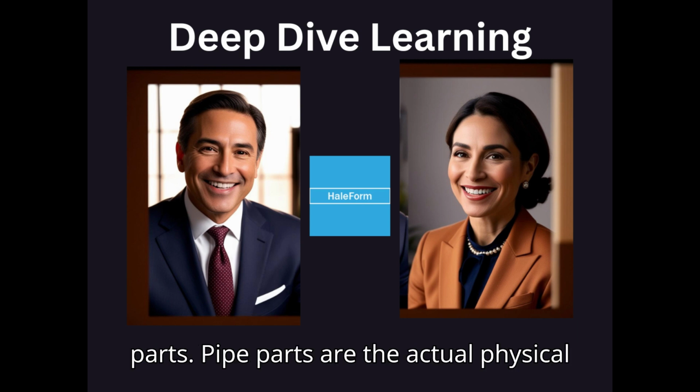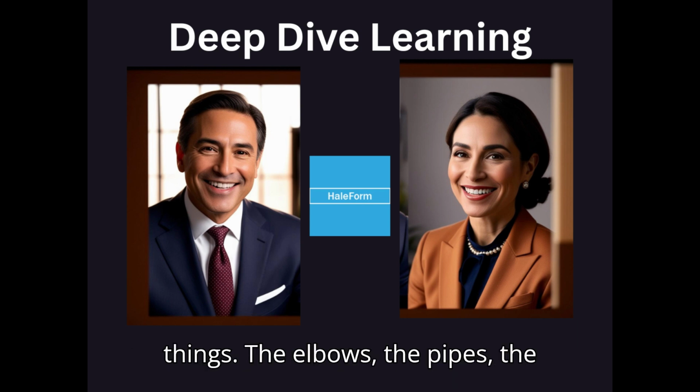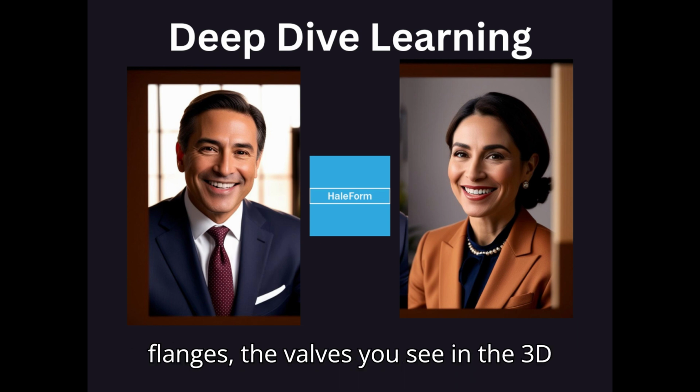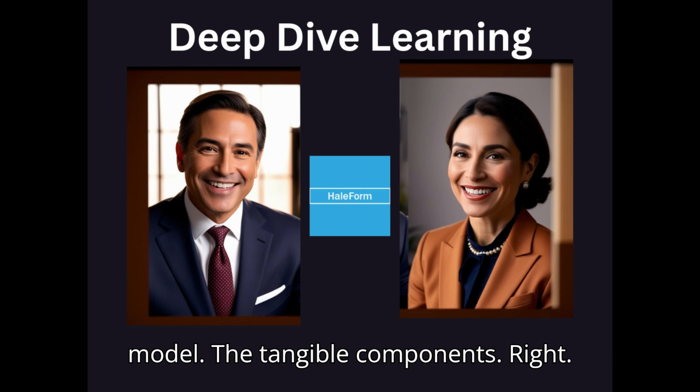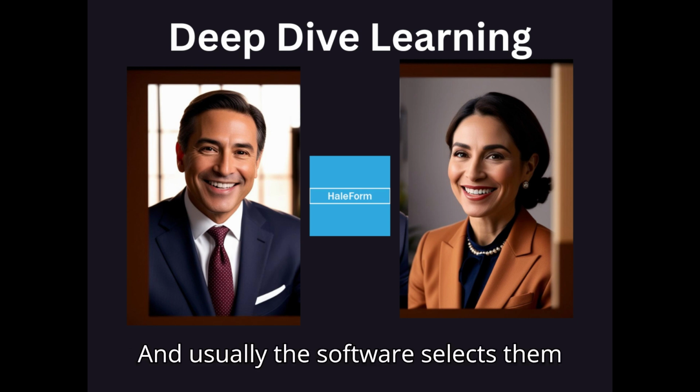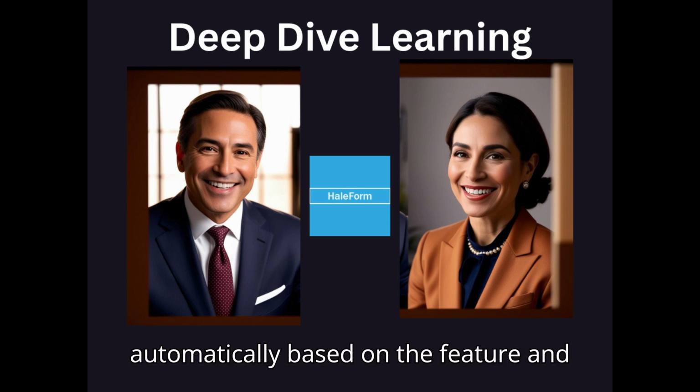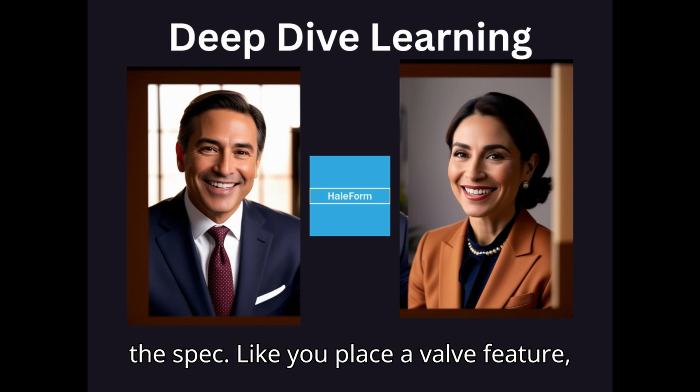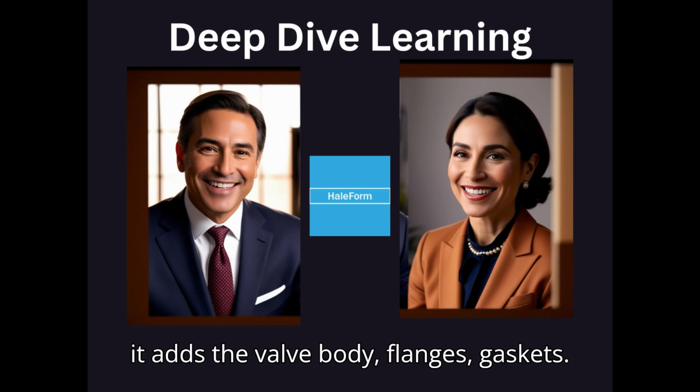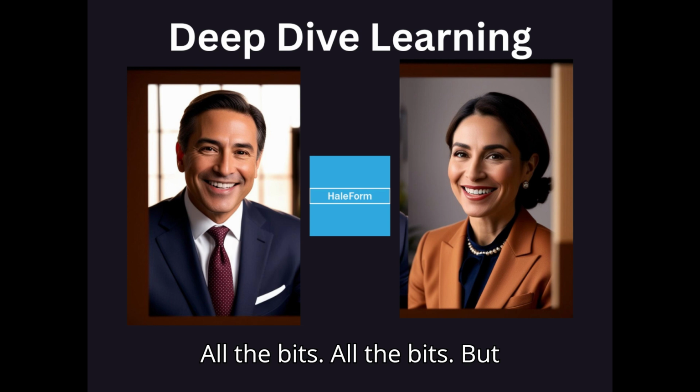Pipe parts are the actual physical things: the elbows, the pipes, the flanges, the valves you see in the 3D model. The tangible components. Right. And usually the software selects them automatically based on the feature and the spec. Like you place a valve feature, it adds the valve body, flanges, gaskets. All necessary bits. All the bits.